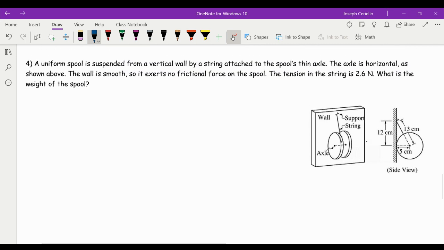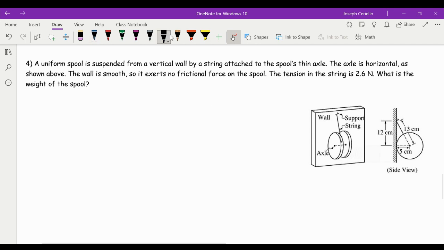All right, and the last one here. A uniform spool is suspended from a vertical wall by a string. The wall is smooth. There's no friction between the spool and the wall. The tension in the string is 2.6 newtons. What is the weight of this spool?